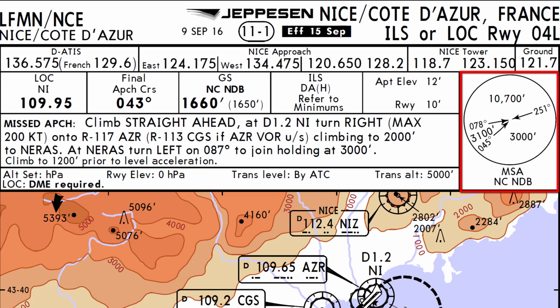Normal minimum safe altitude coverage is 25 nautical miles radius from the facility, fix, or airport reference point, or ARP. In this case, that is the NC-NDB. Bearings always point to the navigation aid, fix, or ARP. Below is the plan view of the approach.